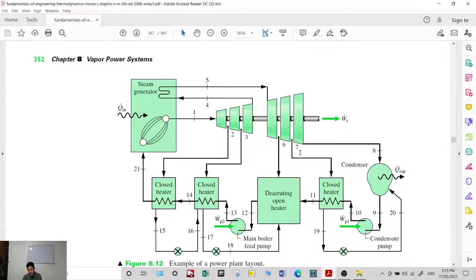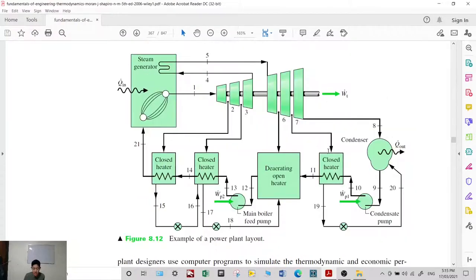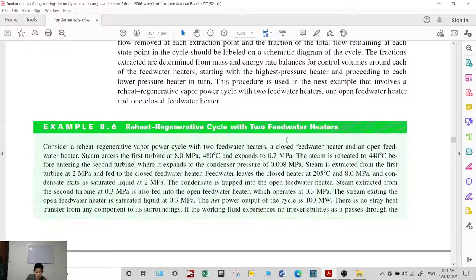Okay, so in actuality, possibly ninani ang layout sa ibang power plant. Daghang kang close heater na kay isa ka feed open heater, imong gire reheat, no? So practice ani, oh.